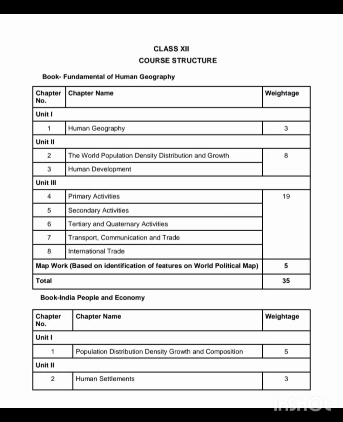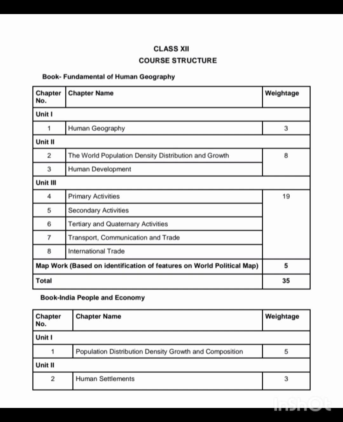Hello students, today we are going to discuss the syllabus pattern and the breakage of marks for your class 12th geography examination 2025-26. As you know, you have a total question paper of 70 marks, and you have two books. So it is easily breakable, like 35 marks for your first book and 35 marks for your second book. Only the units and the breakage of marks in between the chapters will be different.